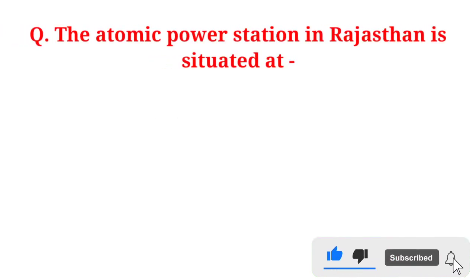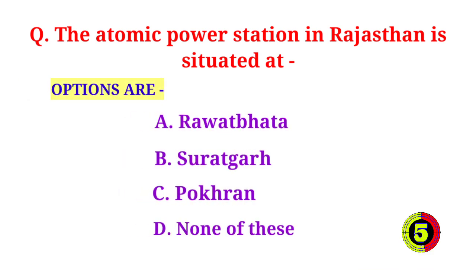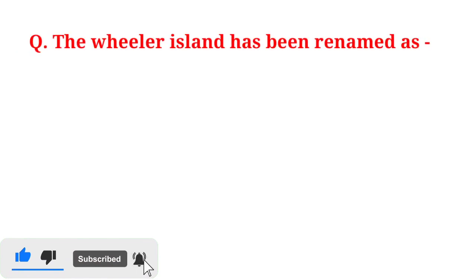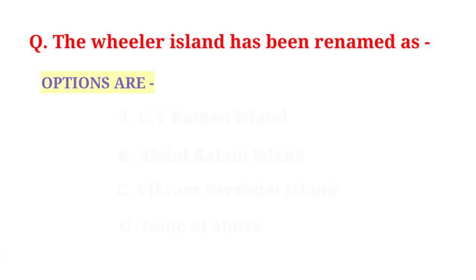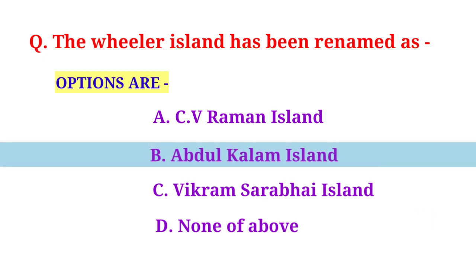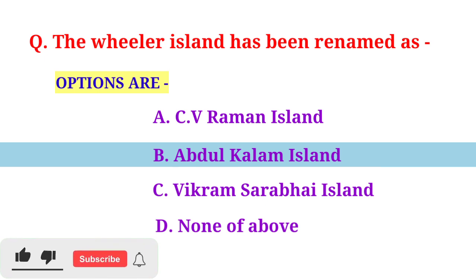The atomic power station in Rajasthan is situated at? Option A, Rawatbhata, is the correct answer. The Wheeler Island has been renamed as? Option B, Abdul Kalam Island, is the correct answer.